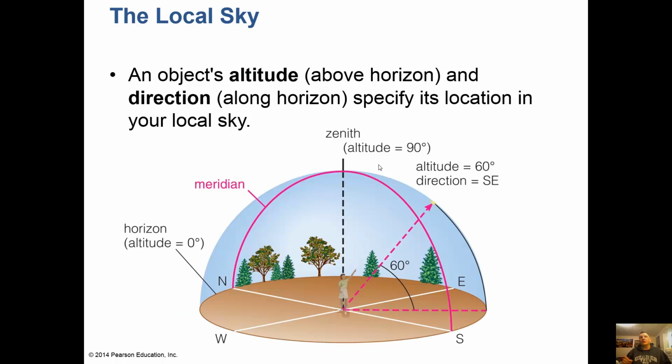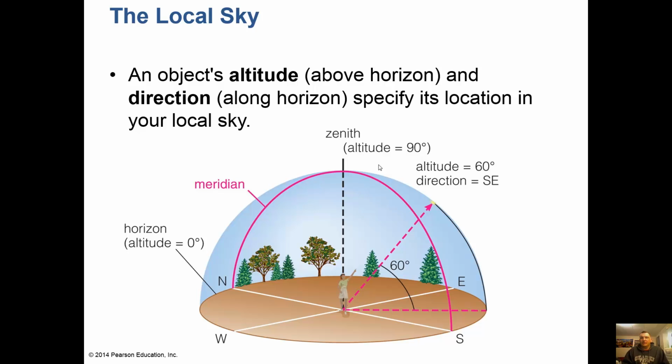Let's look at our local sky. We're going to look at objects' altitude. This is how high it is above the horizon. And the direction specifies its location in your local sky. So if you would look straight overhead, you'd be looking at a point we call the zenith. And that is an altitude of 90 degrees.